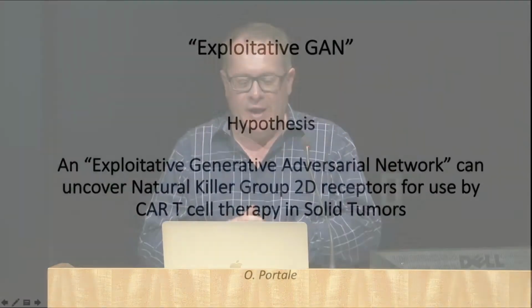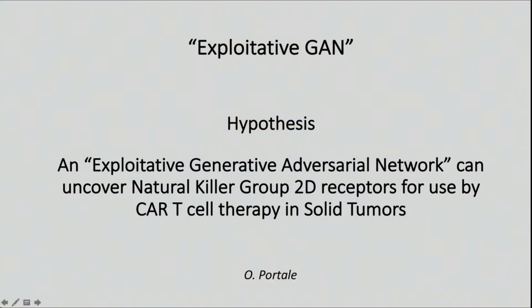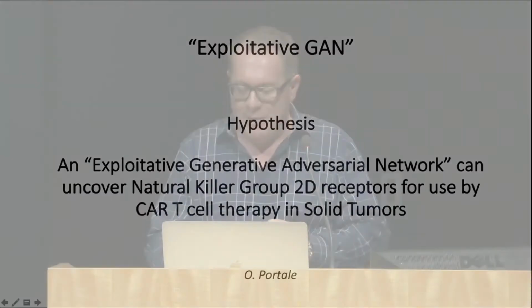All right, so the hypothesis here is, and I will describe what these are in more detail, that an exploitative GAN can uncover natural killer group 2D receptors for use by CAR T cell therapy in solid tumors. So let me give you a little bit of a primer in terms of what some of this terminology means.